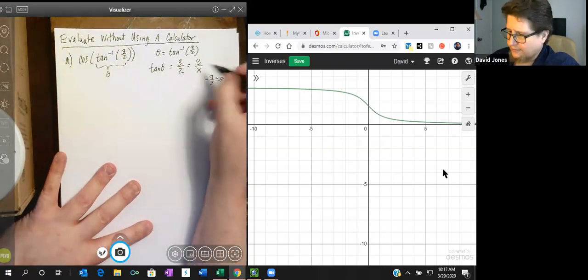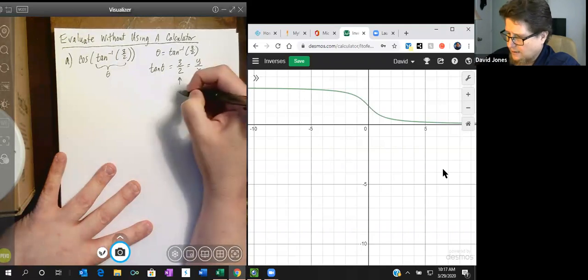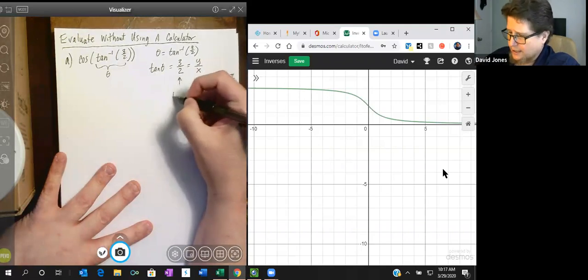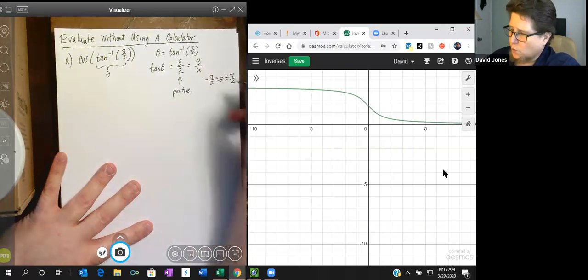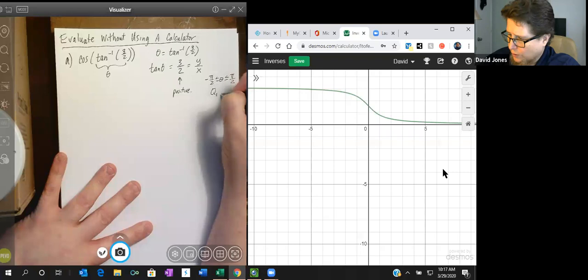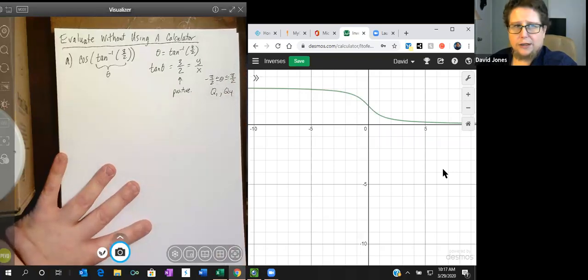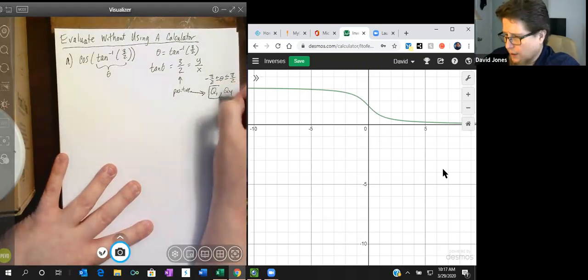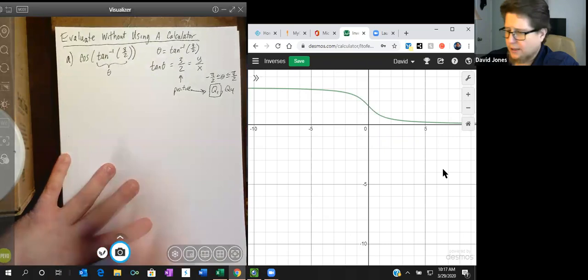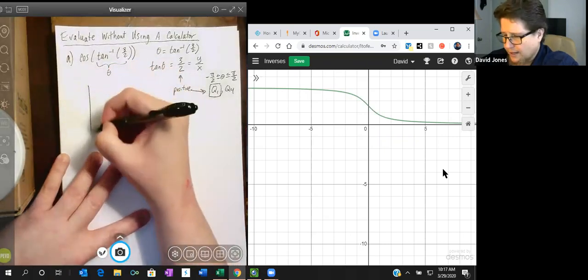Here it's positive. Positive. This is quadrant 1 and quadrant 4. Negative pi over 2 to pi over 2 is quadrant 1 and quadrant 4. Positive tells me I want quadrant 1. So I'm going to draw a picture in quadrant 1.